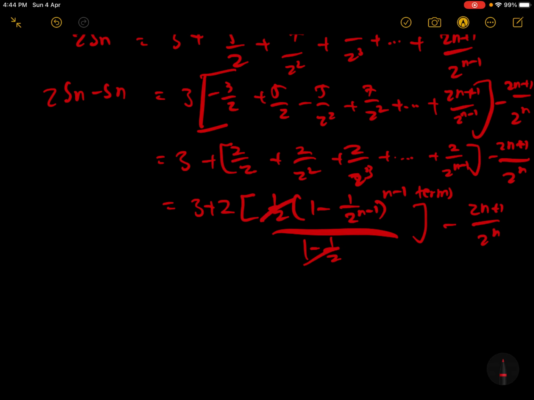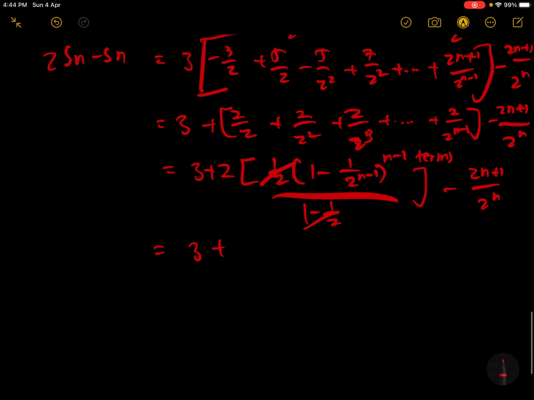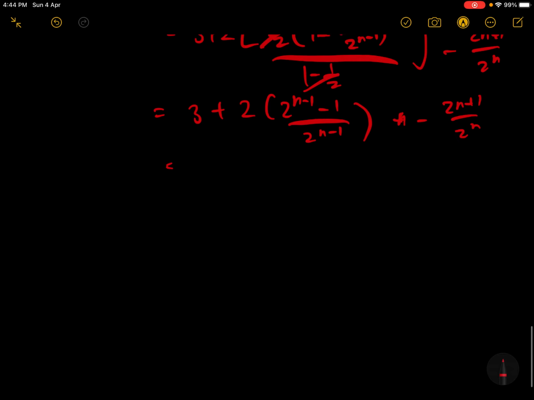So take it out of the way. Then you will get 3 plus 2. I'm going to make them the same denominator. So it's 2 power n minus 1 over 2 power n minus 1, and minus (2n plus 1) over 2 power n. And then I'll continue on. So it's 3 plus 2 times 2 power n minus 1 plus 1, so it's 2 power n minus 2 over 2 power n minus 1.